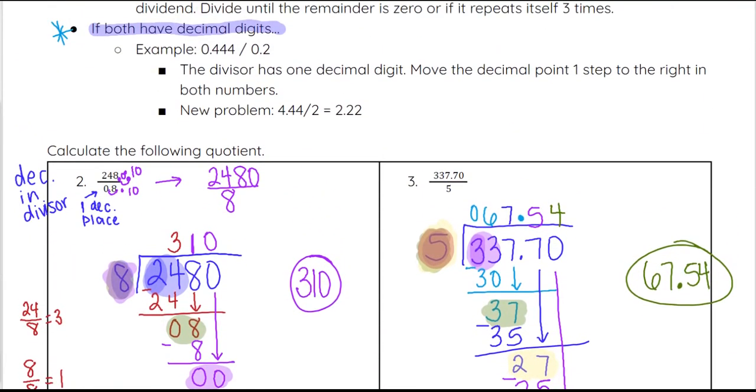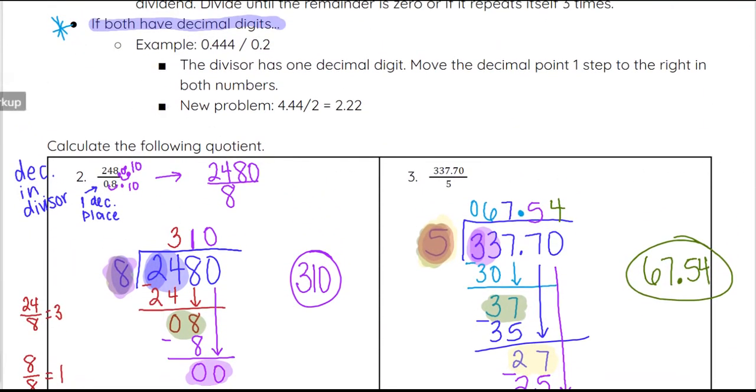So I want to go ahead and talk about what happens if both the numerator and the denominator of a fraction, or in other words, the dividend and the divisor, both have decimal digits. So for example, right here, if we had 0.444 divided by 0.2, we would not be able to jump straight to setting up our long division because our denominator has a decimal in it.